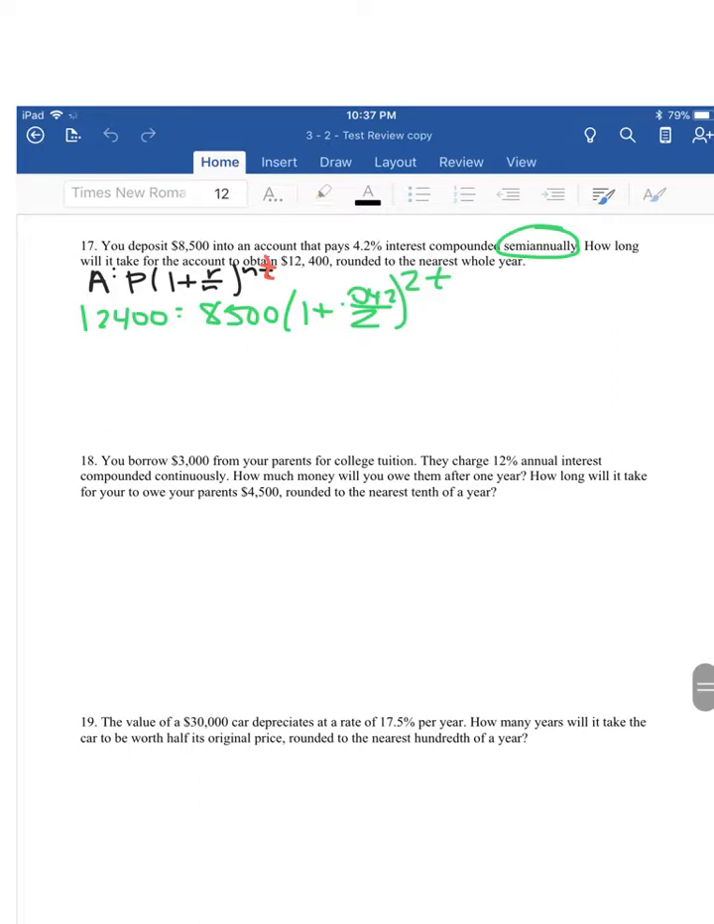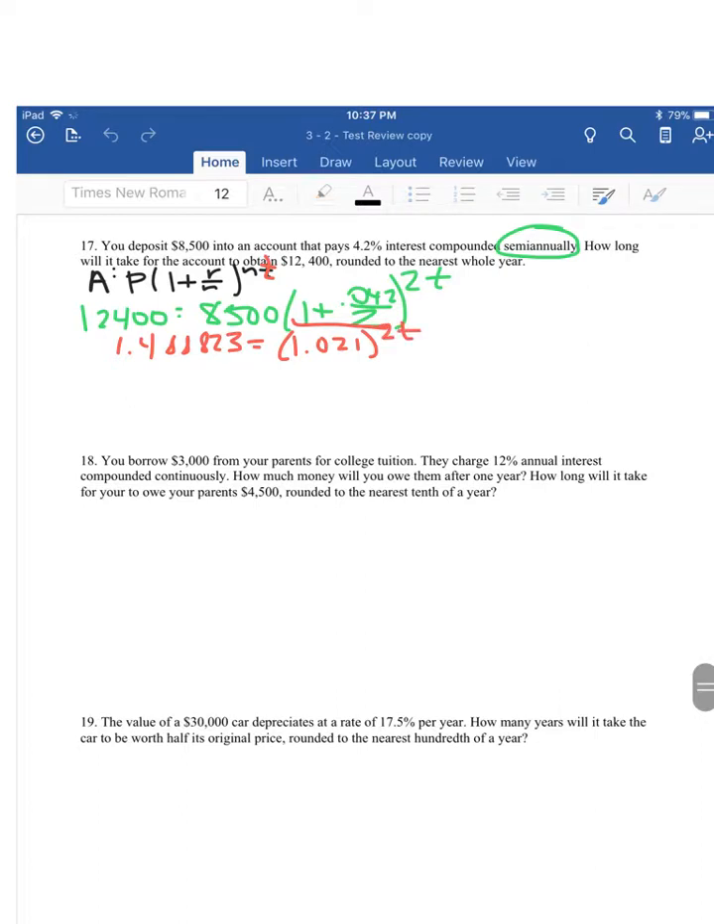So because I have that variable up there, I am going to need logs for this. So first I divide both sides by 8,500. So it's going to be 1.488823 equals. If you want to clean up whatever's in your parentheses, you can. So if you do that, you get 1.021 raised to the 2t.